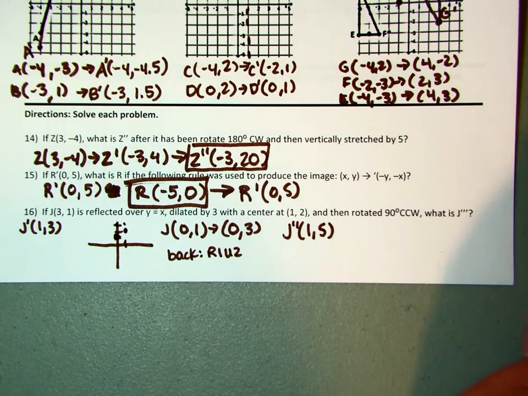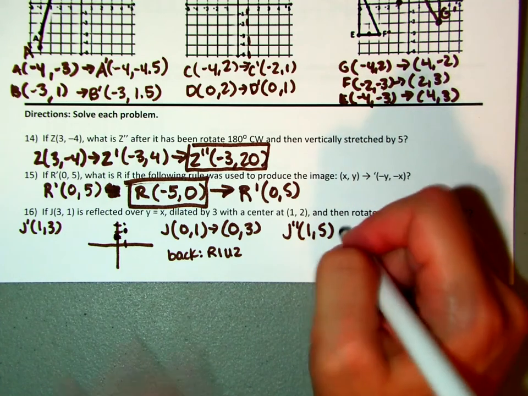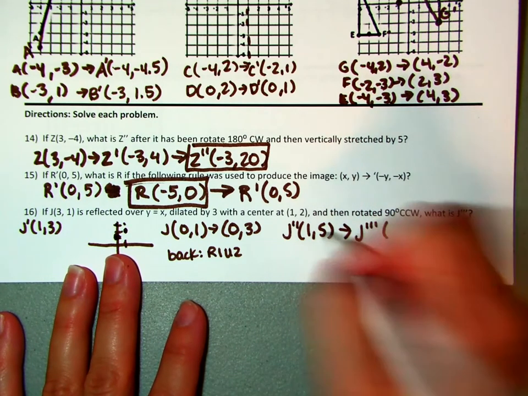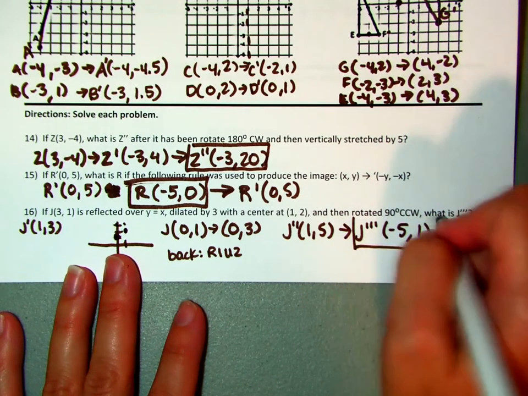The last thing we're going to do is rotate it 90 degrees counterclockwise. 90 degrees, find the opposite of y, and then switch the x and the y. So the opposite of this 5 would be -5, and we're going to switch places here. So this will be our j prime prime prime.